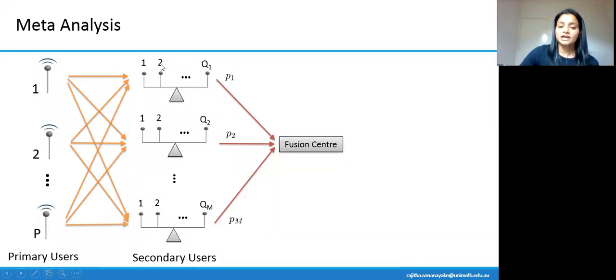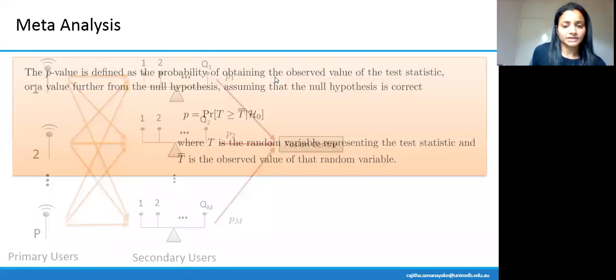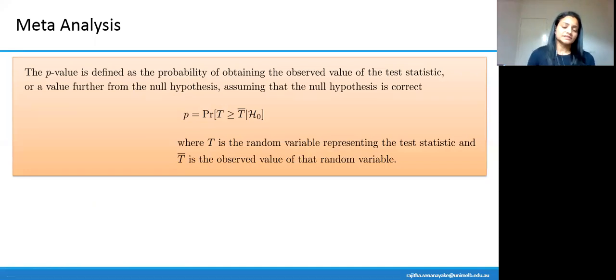We let these secondary user terminals calculate what is called the p-value and send it up to the fusion center. What these p-values mean is, it is simply a measure that tells us how likely the null hypothesis is. It is defined like this: it is the probability that the observed value of the test statistic is less than or equal to the test statistic, the random variable, under the null hypothesis.